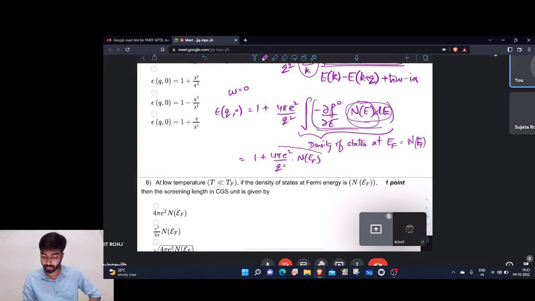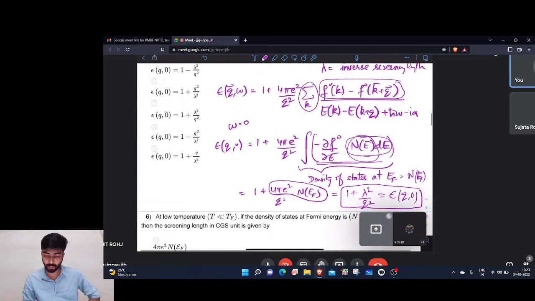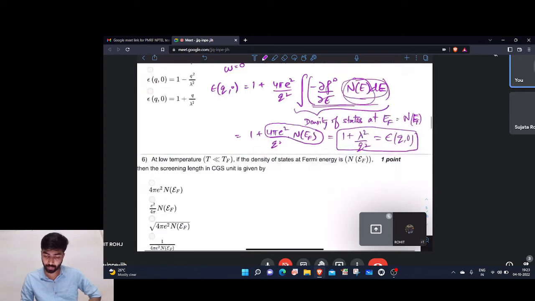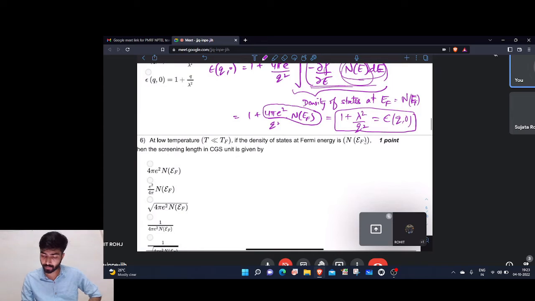Now this total term in the numerator, one can call it lambda square. Let us term it as lambda square divided by q square. So this expression of the static dielectric constant, and this is the option given to us, is 1 plus lambda square divided by q square. Option C would be the correct option for the static dielectric constant. Just to keep in mind that the lambda we have just supposed here, lambda square, is 4 pi e square times the density of states at the Fermi level, as given by this expression.